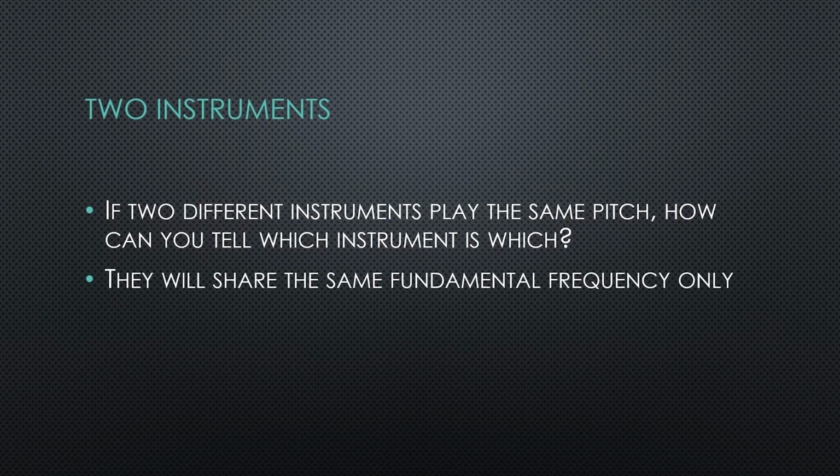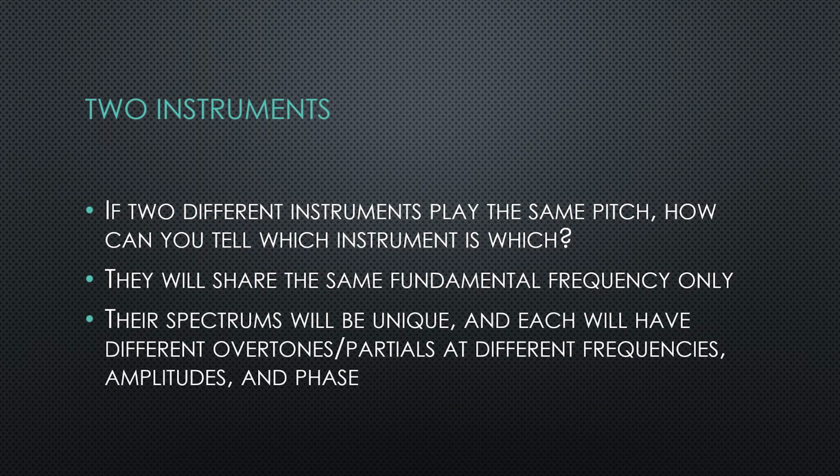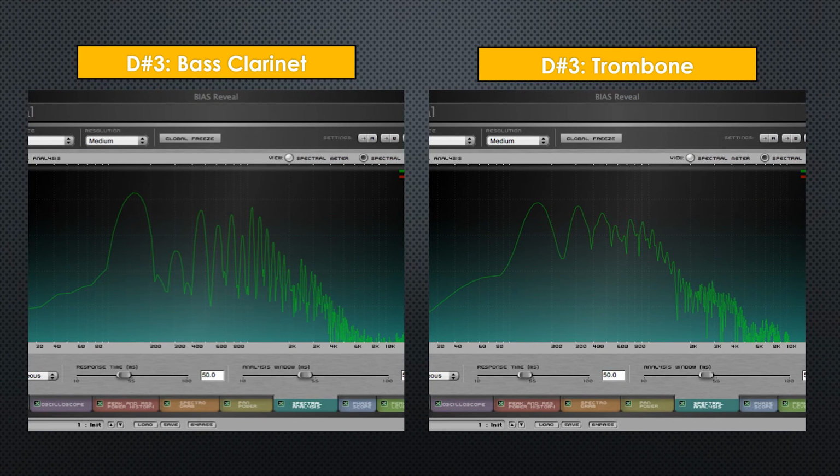It's important to note that they will share the same fundamental frequency only, in other words, that lowest note of their spectrum. Their spectrums will each be unique, and each will have different overtones / partials at different frequencies, amplitudes, and phases. So here's an example of a D-sharp 3 being played on a bass clarinet and a D-sharp 3 being played on a trombone.